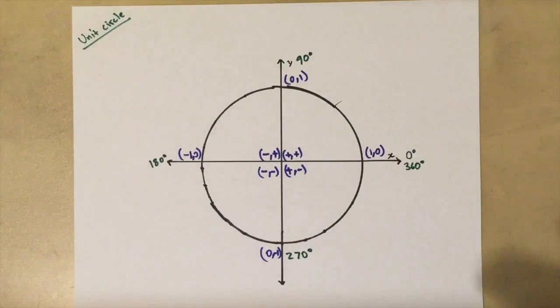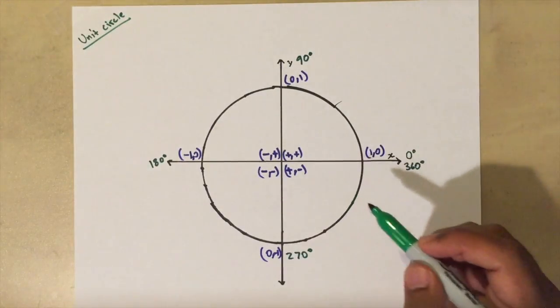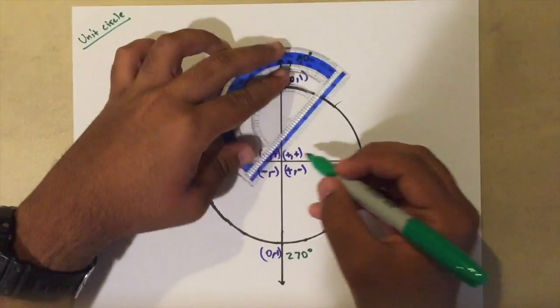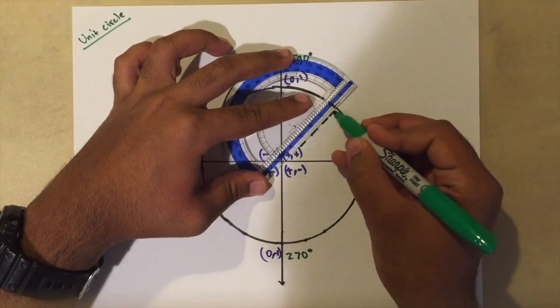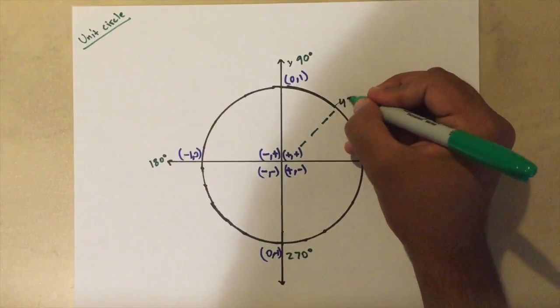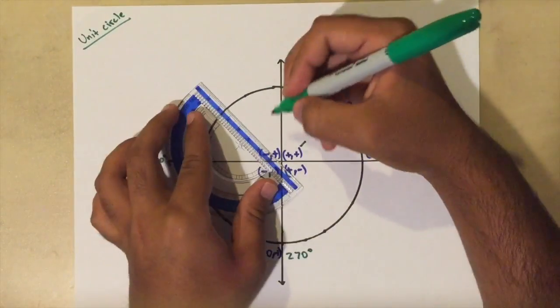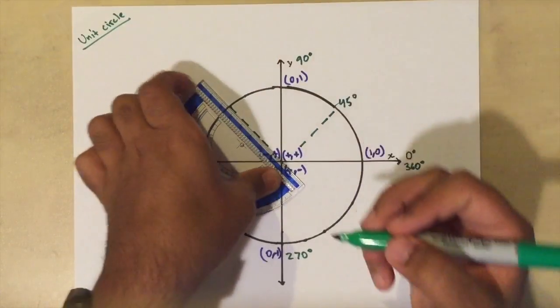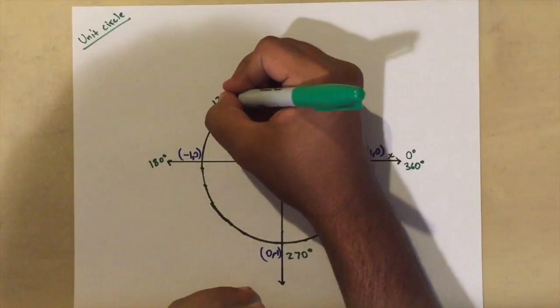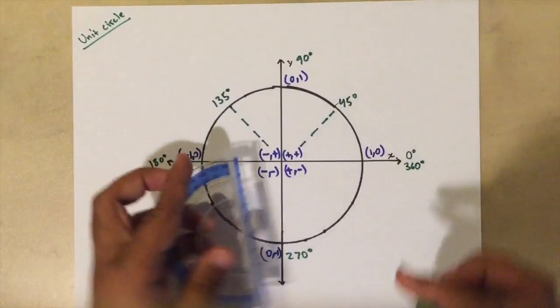Now that we have the axes covered, we're going to start splitting the quadrants in half. Splitting the first quadrant in half, we get 45 degrees. This is not exact, but rough. Here we're going to have 135 degrees.